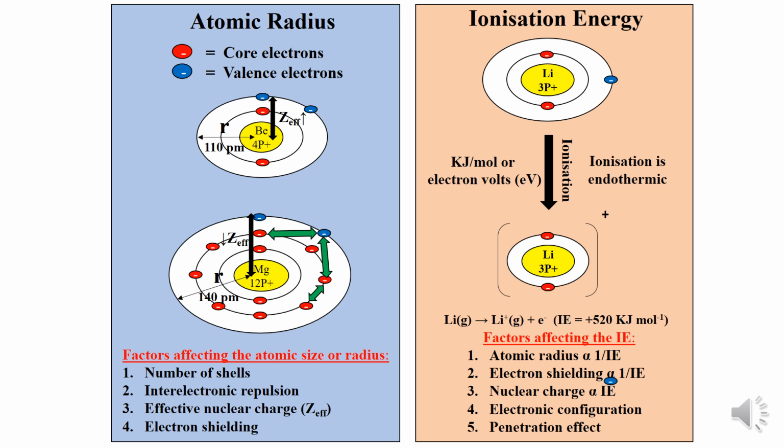And the last factor is the penetration effect. Electrons in the 1s orbital are very close to the nucleus as compared to the electrons in the 2s and 2p orbitals. And therefore the electrons in the 1s orbital will experience a stronger attractive force towards the nucleus. So the penetration effect is more in the case of the 1s orbital as compared to that of the 2s and 2p orbitals, because they are in a higher energy level. The 2p orbital is far away from the nucleus, and therefore its penetration effect or attraction towards the nucleus will be less.